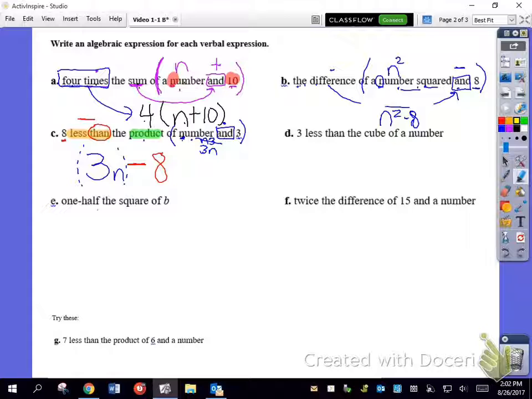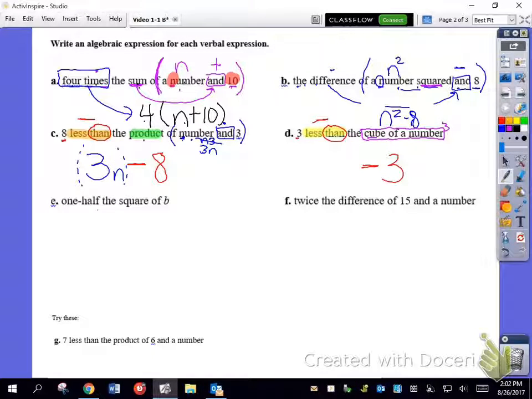Let's try the next one. 3 less than, so again I have a minus sign, and since it's the than, I have to switch the order. So the 3 does not go in the front, it goes in the back. And then I have the cube of a number. Well, remember up here the squared was a little exponent 2. Cube is when you have a little exponent 3.